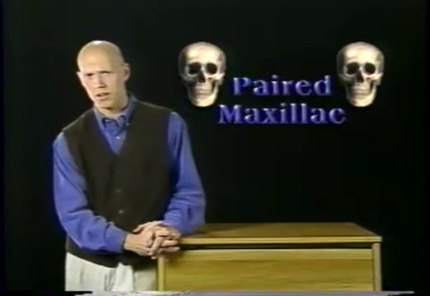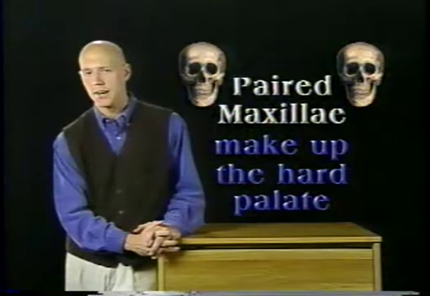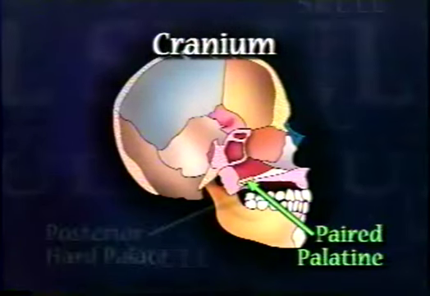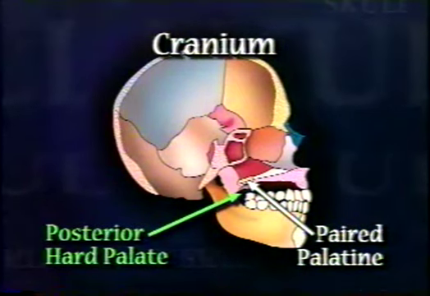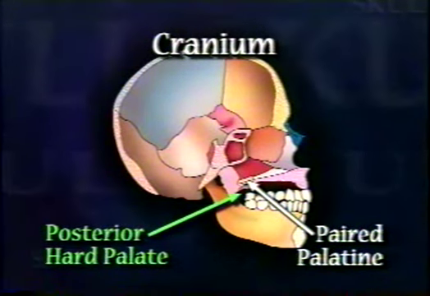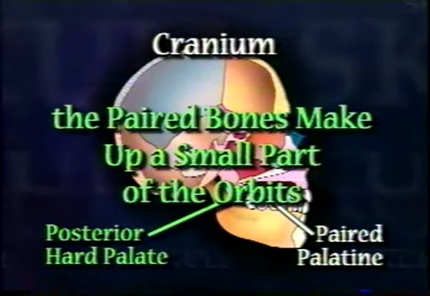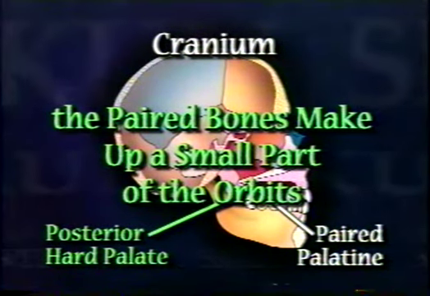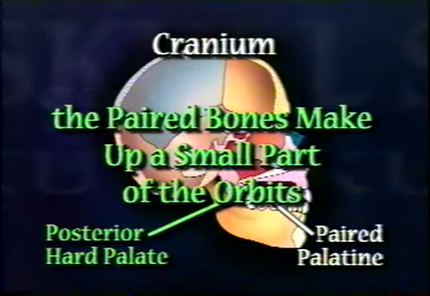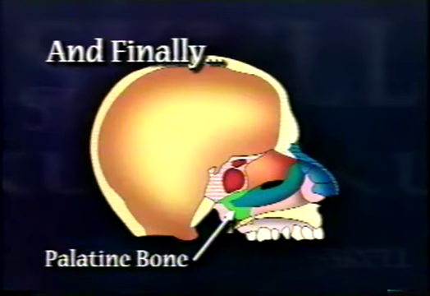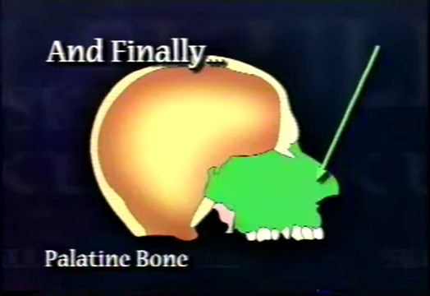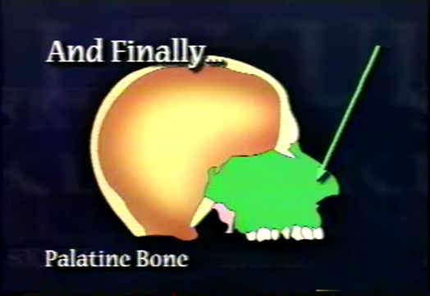You remember earlier when we said that the paired maxillae make up the hard palate? Well, they don't do it alone. The paired palatine bones make up the posterior hard palate. That's the back part of the palate. The paired palatine bones also make up a small part of the floor of the orbits, or eye sockets. And finally, they help make up our friend the nasal cavity. That's inside your nose in case you've forgotten.